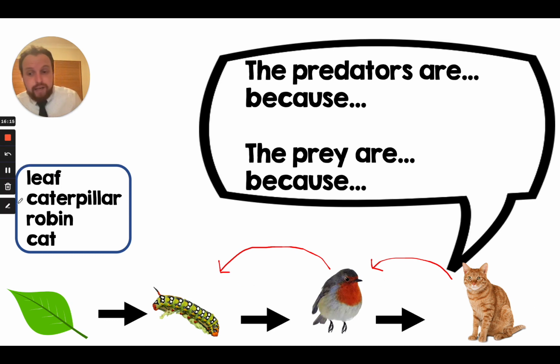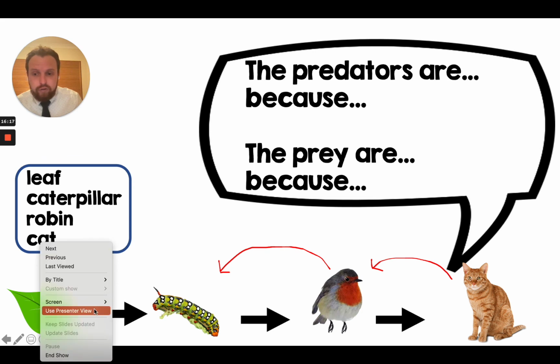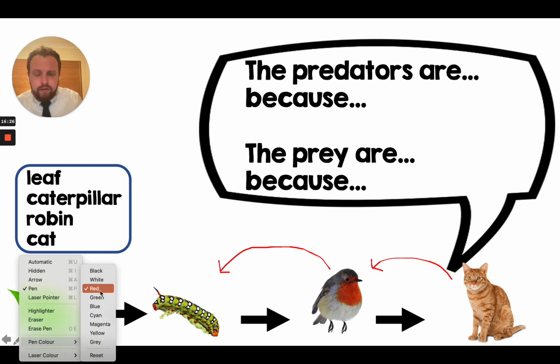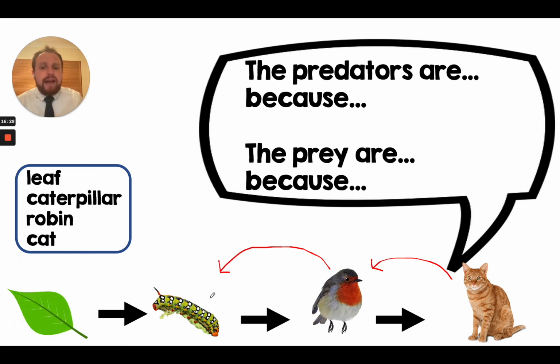But then prey, I'm going to change colour to, let's use green. So the prey, well, the caterpillar is prey because it's hunted by the robin. But the robin, as well as being a predator, is also prey here because it's hunted by the cat. So we've got two for both of these. The predators are the cat and the robin, but the prey are the caterpillar and the robin again. So massive well done if you got that at home.